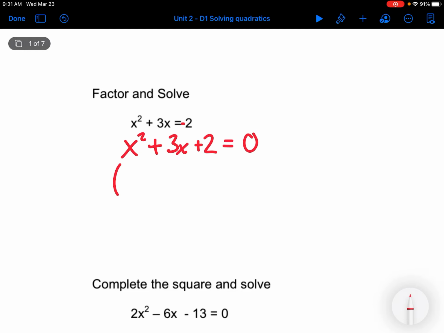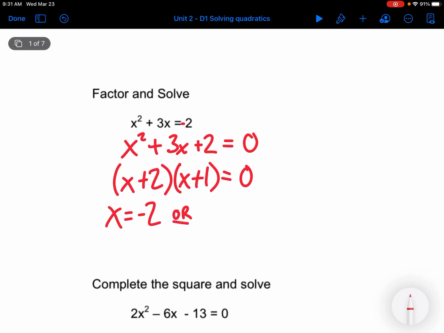But now when we look at this, we can have x plus 2, x plus 1 equals 0. That's the only way to factor it. And then we would get x equals -2 or x equals -1. Okay, we're creating this bracket equaling 0 or this bracket equaling 0. We're finding the roots of this equation.